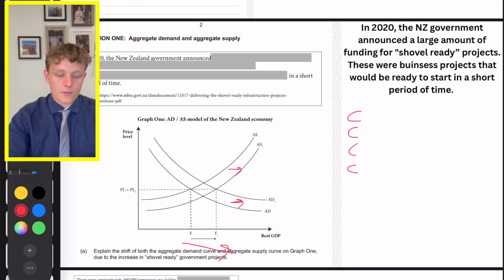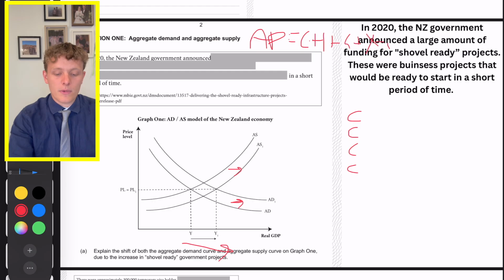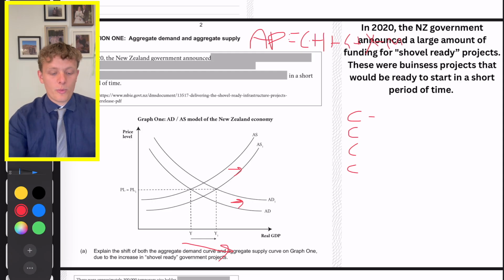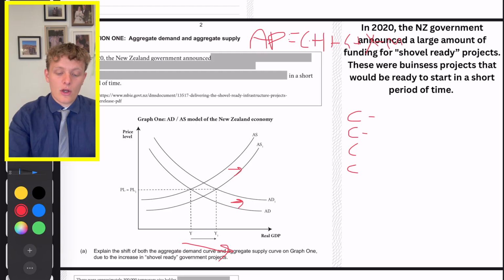So AD, of course, we're going to pull from the AD equation. AD equals C plus I plus G plus X minus M. And so the cause of the AD shift is going to be the government spending the money on shovel-ready projects. So the cause might be the government is increasing spending on shovel-ready projects. Components, so link that explicitly to one of those 5 points, which is going to be an increase in government spending. So this is an example of government spending.